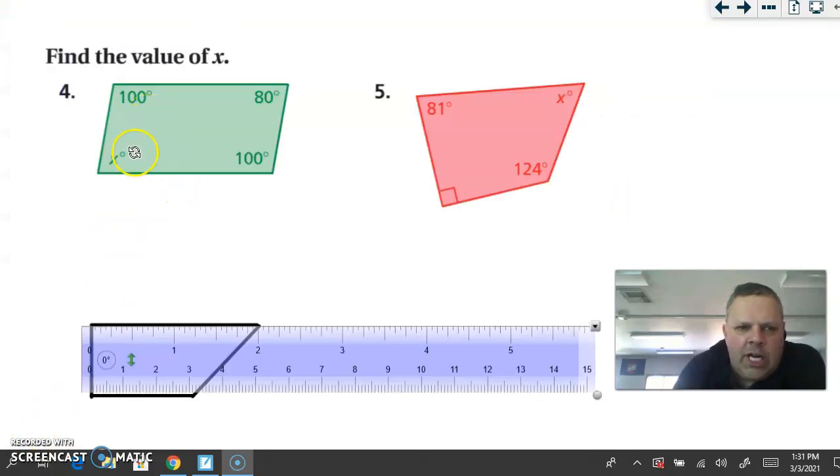Students, please try to find the value for x for number 4 and the value for x for number 5. Please pause the video, and when students have had a chance to do that, please restart the video and I will have your answers. You may use a calculator.